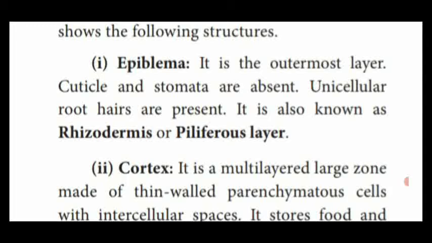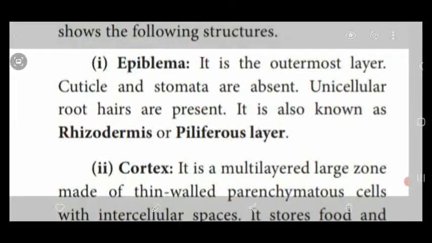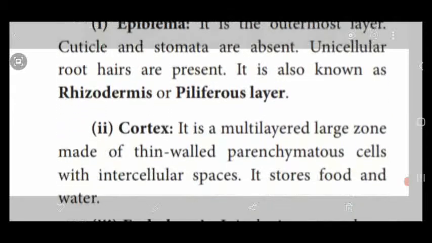So epiblema or epidermis is the outermost layer. In this region, cuticle and stomata are absent. That is the important point. Normally, cuticle and stomata are present only in the leaf region and the stem region, isn't it? But it is a root region which is present below the soil. So cuticle and stomata are absent. Unicellular root hair is present. So this is named as rhizodermis or piliferous layer.